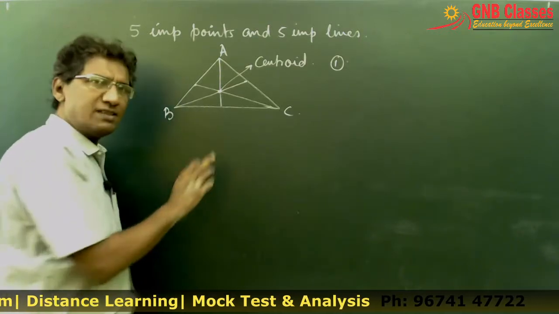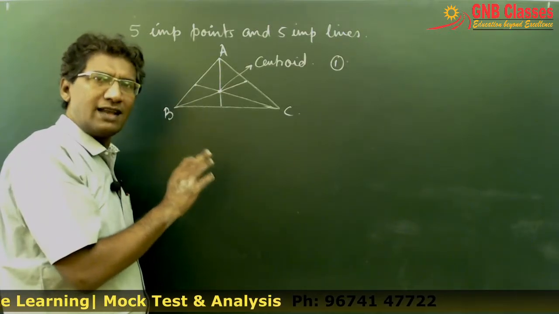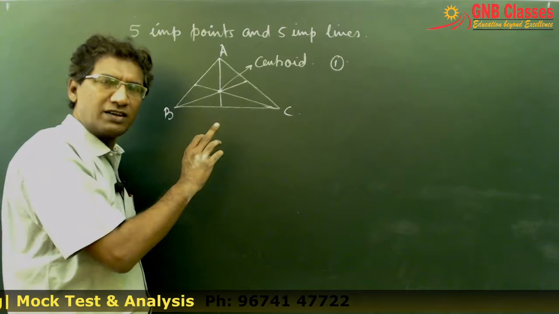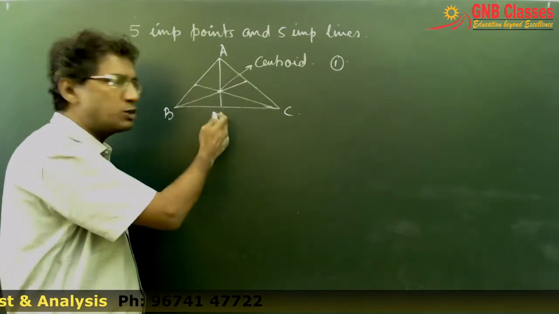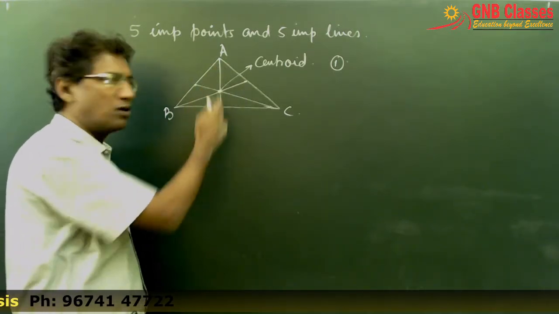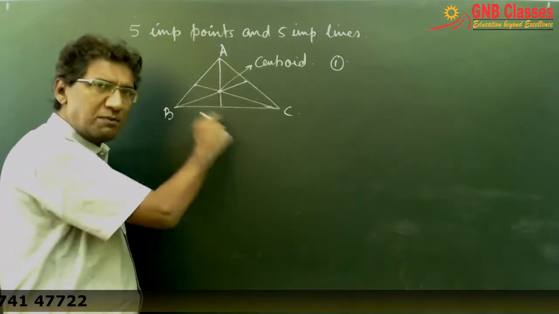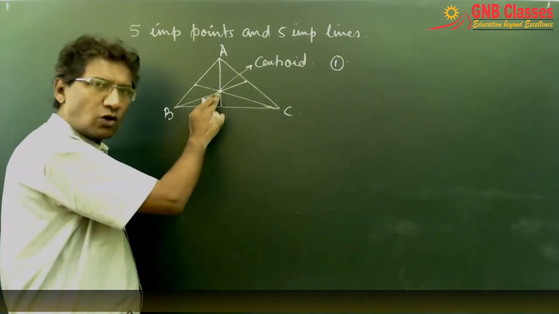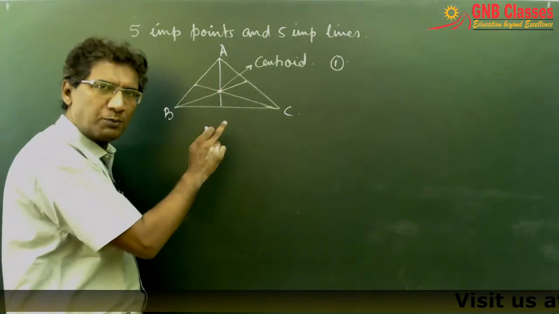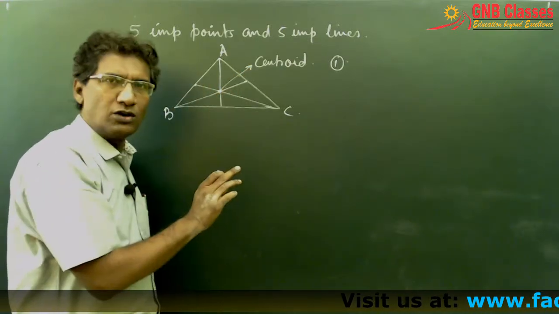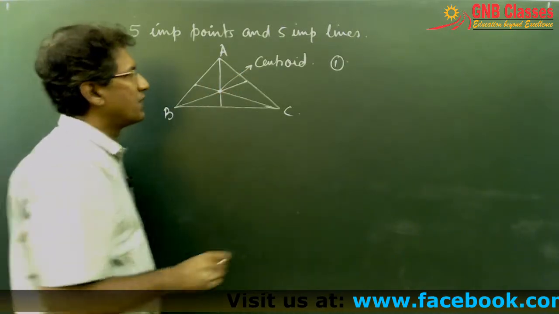Is it clear? So what is a median? Median is the line joining any vertex of any triangle with the midpoint of the opposite side. There are 3 medians in any triangle and they are concurrent. That is, they are meeting at one point, and that point is what is called your centroid. Is it clear?